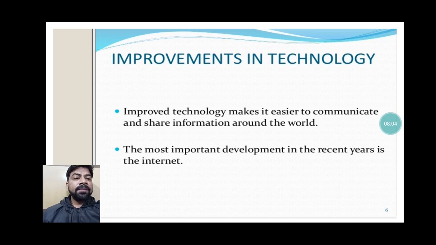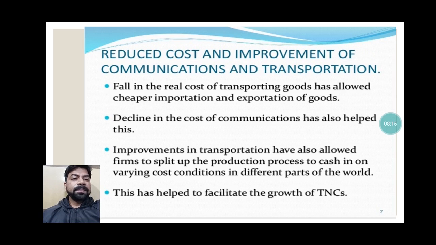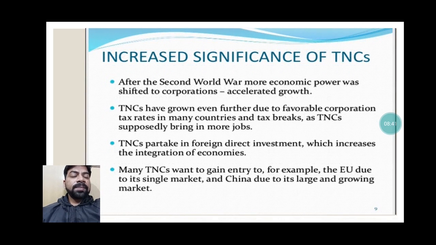Next, the most important development in recent years is the internet. We all know that the internet has linked all countries with each other. Then there is reduced cost and improvement of communications and transportation. If we want to go to other countries, now it is not impossible. We can export, we can bring cheaper items, we can import, we can communicate with others who are living in other countries. So these are becoming very easy nowadays, and that is also a major cause of liberalization.